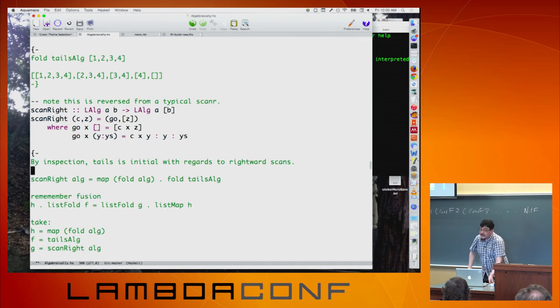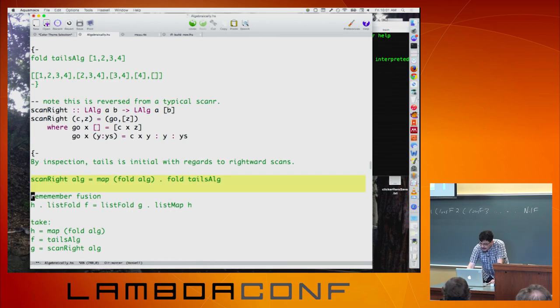And so the claim is tails is initial with regards to rightward scans. And this is just an exercise in using the word initial, right? If I have a list, and then I apply tails to that list, then I map some function over the result, then that can give me any sort of result that I would get from applying a scan function. So tails plus map gives a scan, in a sense: I build up the first, the first and second, first, second, third, and then in each of those cases I crunch down that list. Now it so happens I can do it more efficiently by sharing work incrementally, but algebraically, I can think of scans as a combination of tails and maps.